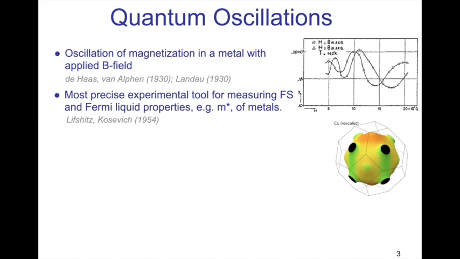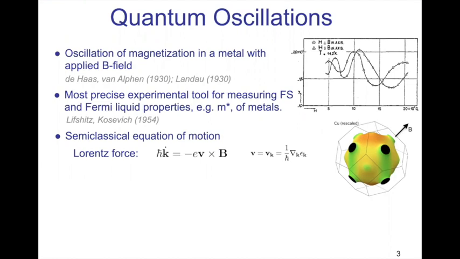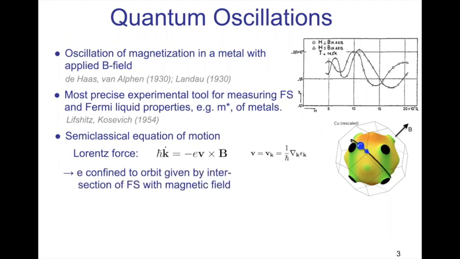Fermi liquid properties. The nice part is that you can describe the motion of the electrons in a magnetic field simply by semi-classical equations of motion. So if you put in a magnetic field, you can describe your force by the Lorentz force, and the Lorentz force constrains your allowed trajectories to orbits on this Fermi surface.